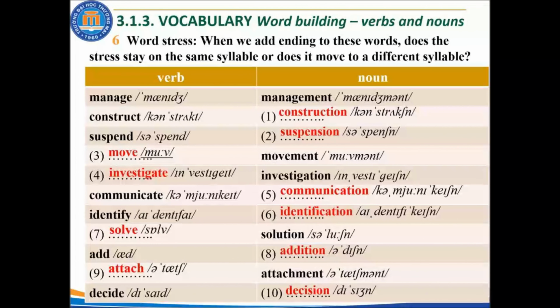Now please look at all the words on the screen again and please pay attention to the word stress. When we add endings to these words, does the stress stay on the same syllable or does it move to a different syllable? Như vậy phần này thì mình sẽ tập trung vào phần trọng âm của từ. Như các bạn thấy là chúng ta có thể thêm một cái đuôi như đuôi ment hay đuôi tion vào động từ để chuyển nó sang danh từ, đúng không ạ? Vậy thì khi chúng ta thêm cái đuôi như vậy để chuyển loại từ thì cái trọng âm của từ sẽ vẫn giữ nguyên ở cái âm tiết đó hay là chuyển sang âm tiết khác.